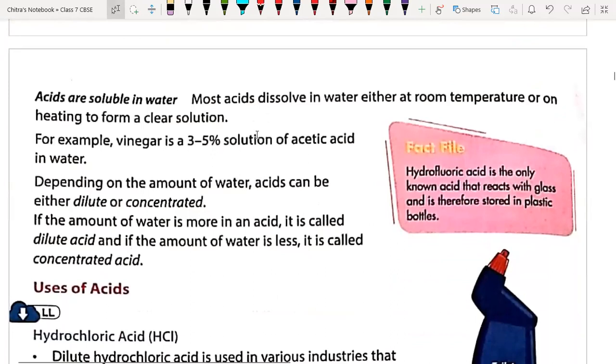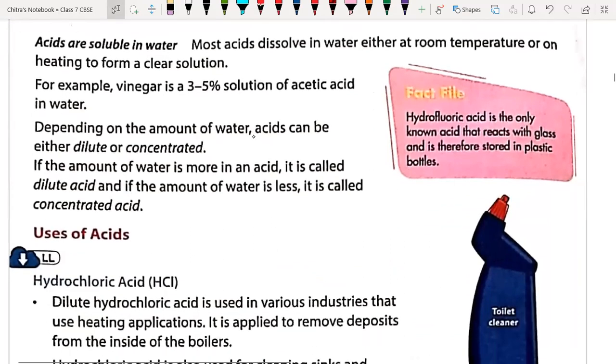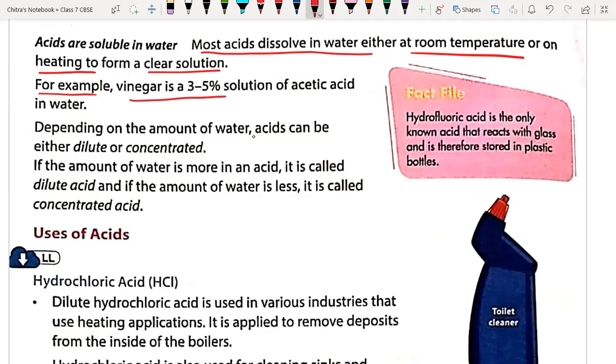Next, acids are soluble in water. When we dissolve acid in water, they dissolve quickly. Most acids dissolve in water either at room temperature or on heating to form a clear solution. For example, vinegar is a 3 to 5% solution of acetic acid in water. Acetic acid is also called ethanoic acid; the IUPAC name of acetic acid is ethanoic acid.